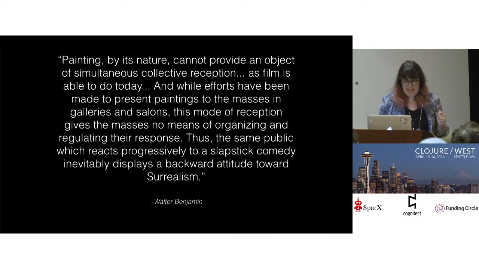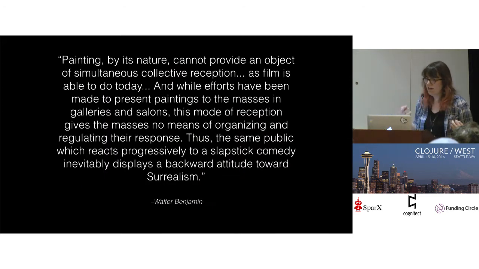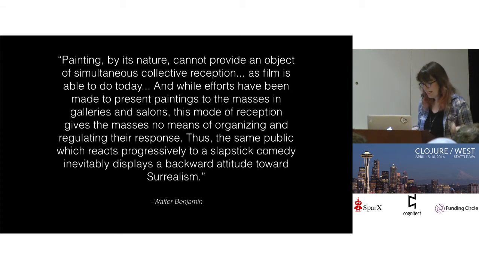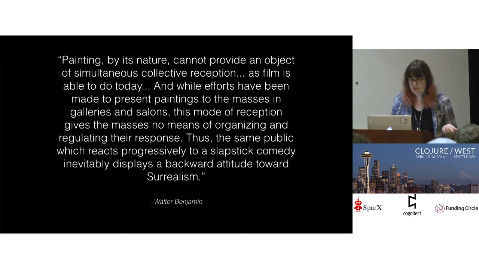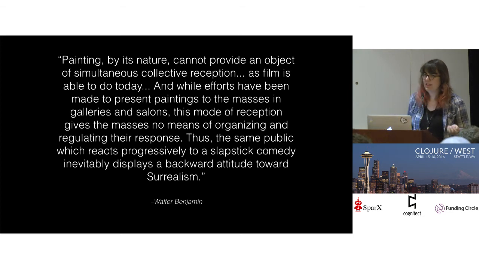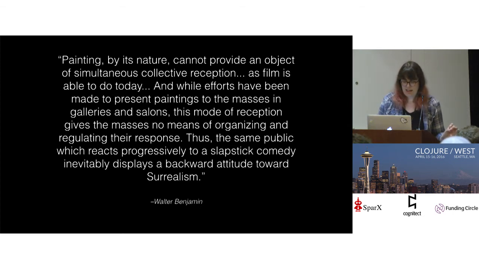But this brings us back to the idea that Walter Benjamin also brought up in his book, Art in the Age of Mechanical Reproduction. Basically, at that time, it was the advent of film and the advent of photography, and it was a response to painting. It was basically saying painting by its nature cannot provide an object of simultaneous collective reception, as film is able to do today, and compare that to the idea that a public that would love slapstick comedy and things like that would look at surrealism not in the same way and look at it as a little bit out there and have a backwards attitude towards it.